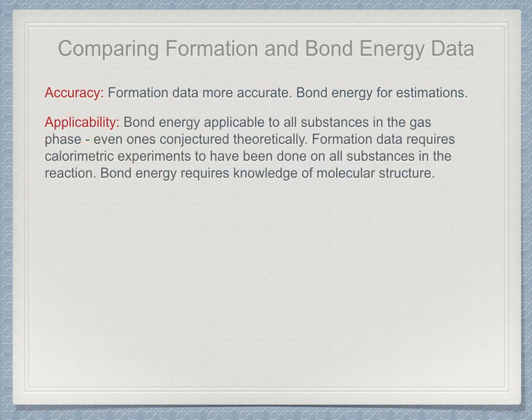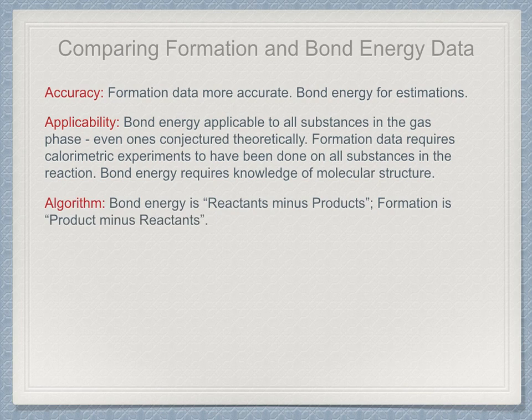Applicability. Bond energies can be used for all substances, while formation data must come from experimentally derived results. As long as the structure of the molecules is known, the enthalpy of a reaction can be estimated. With formation data, if one piece of data is missing, no calculation can be made. Algorithm. Formation data uses products minus reactants, while bond energies use reactants minus products. Formation data is based on making the substance, while bond energies are about breaking the substance apart, hence the different methods of applying the information.